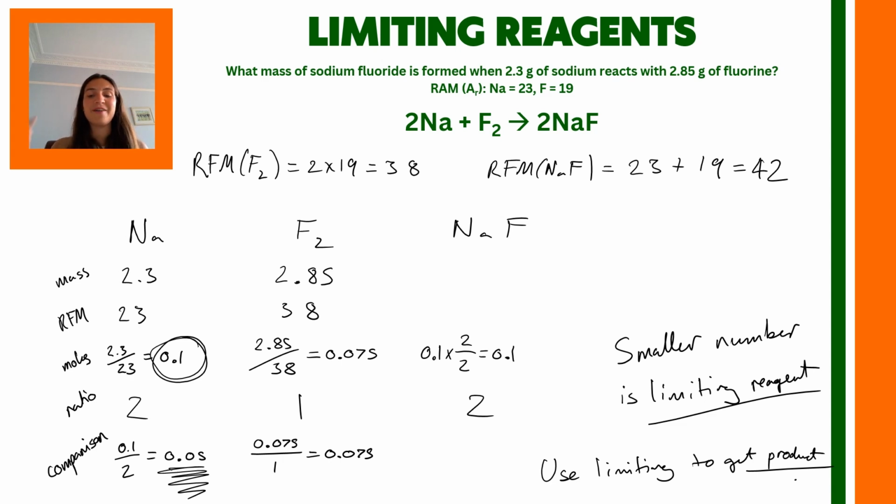So now to work out its mass, remember, the first thing I can do is fill in the relative formula mass, which is 42, which I calculated earlier. And now you take the number of moles, 0.1, multiplied by that relative formula mass, 42, which gives me 4.2 grams.